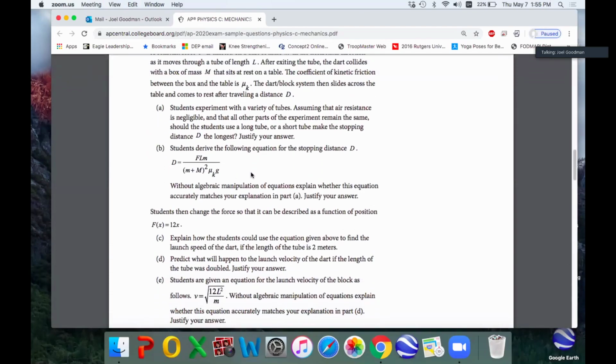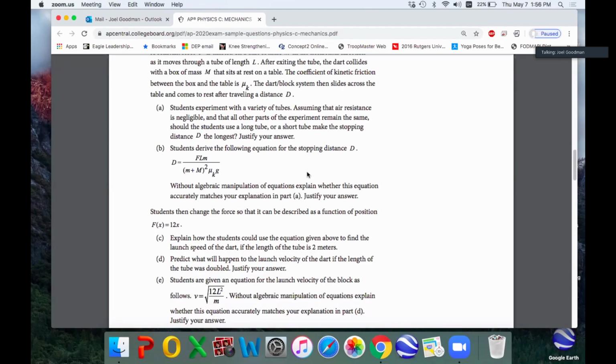Students derive the following equation for the stopping distance. I like it. Somebody else is going to do this dirty work, not us. But it says, without algebraic manipulation of the equations, explain whether this equation accurately matches your explanation in part A. Look at that and tell me what you're thinking. It's a lot of letters. Who said that? Bryson. It's a lot of letters there.